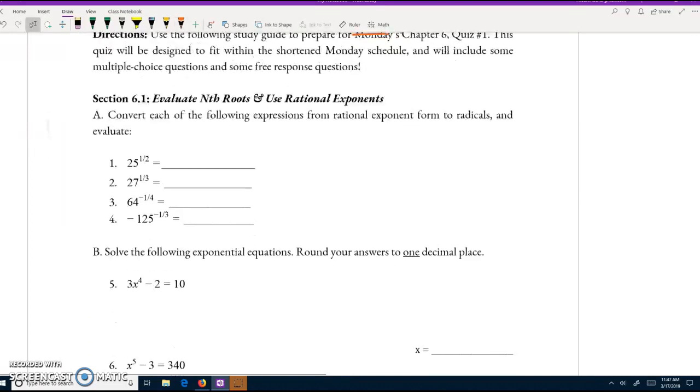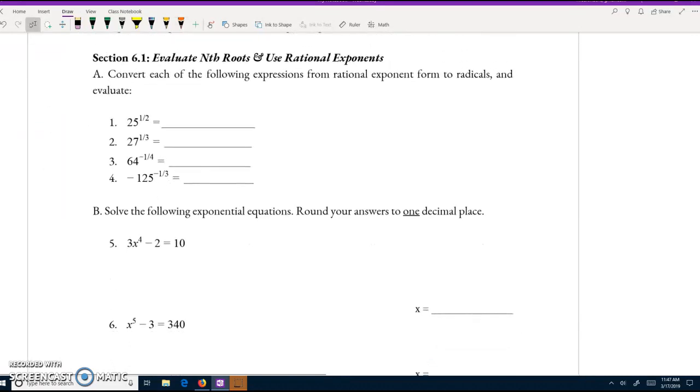So first up in section 6.1, your goal is to be able to evaluate any kind of root operation, ones that you can do without a calculator using your perfect cubic, quartic, and quintic values, and then also go back and forth between roots and the corresponding fractional exponents.